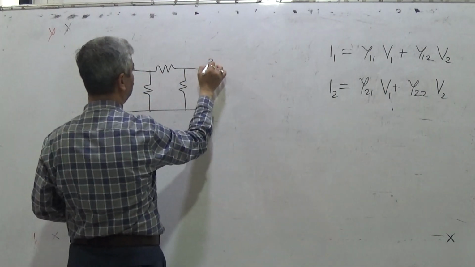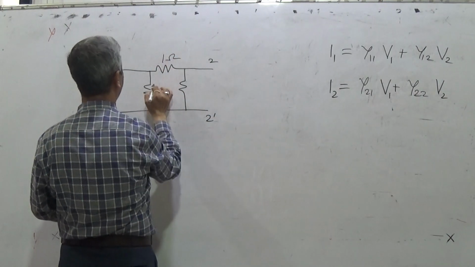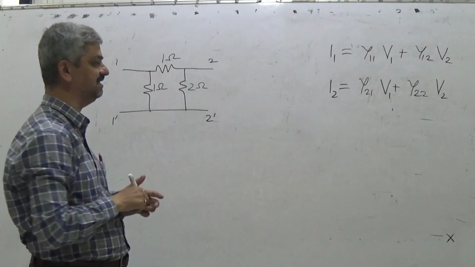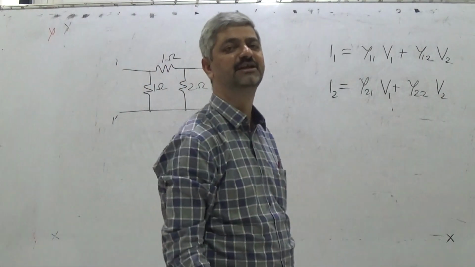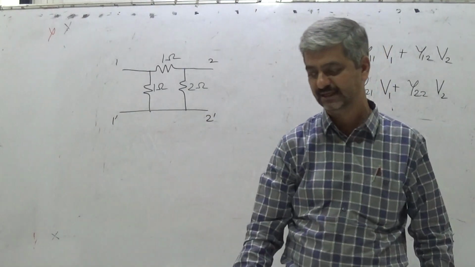One dash, two dash. We keep 1 ohm. We keep the values simple: 1 ohm, 2 ohm. And the question is, find Y parameters for the given circuit.